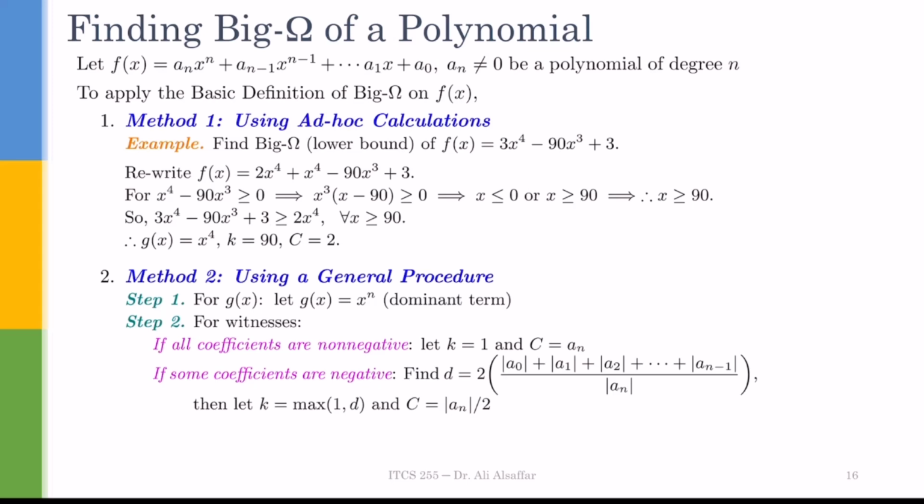But if some of the coefficients are negative, like for example this example, then you need to find a value of d, and the value of d is equal to, you add all the absolute values of the coefficients of all terms except the dominant term. You divide it by the coefficient of the dominant term and you multiply the result by 2. You call this value d. Then for finding k, find the maximum between 1 and the value of d you have obtained from this equation. And for c, you divide the coefficient of the dominant term by 2.